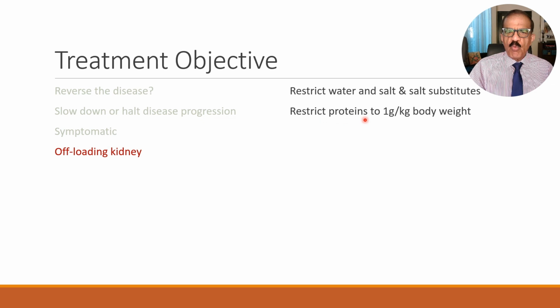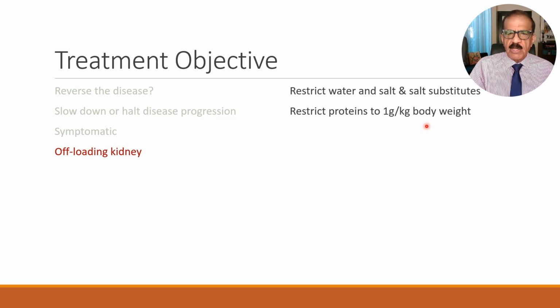Restrict proteins to 1 gram per kg body weight. You know, proteins are essential, but proteins are a source of creatinine, urea, uric acid also. So protein should be restricted. I think 1 gram per kg body weight of high biological value protein should be recommended. Previously, we used to think that the proteins coming from animal sources are better because their amino acid composition is more like humans. But it has been observed that plant-based proteins may be as good. In fact, they are tolerated better.